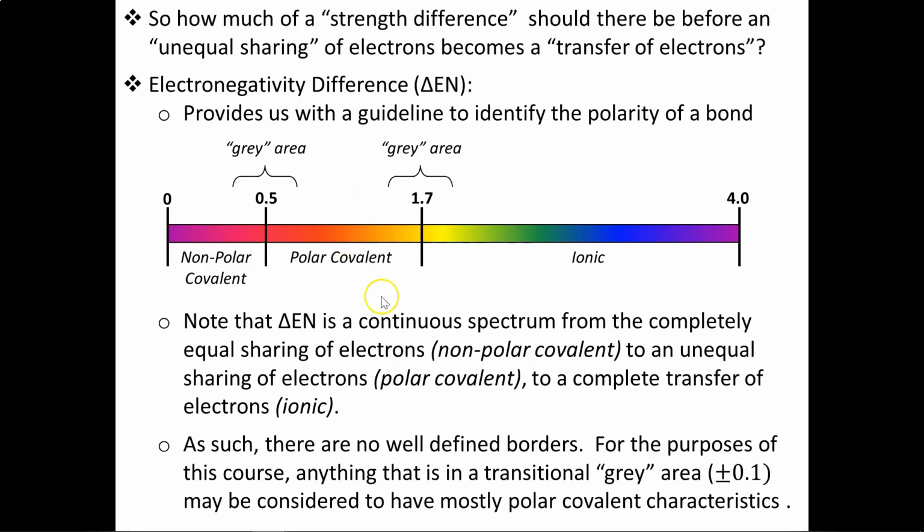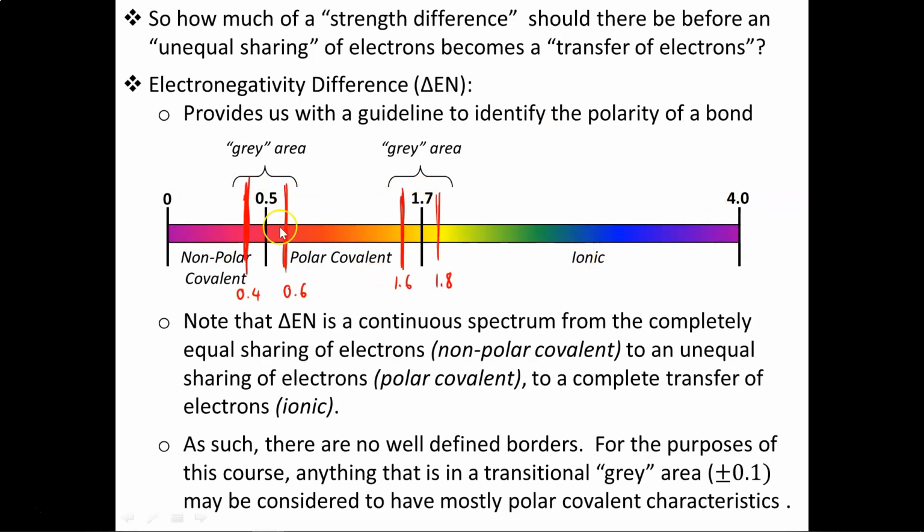Well, similarly, I know where ionic is, right here. I know where nonpolar covalent is, right here. But at what point does nonpolar covalent turn into polar covalent? Somewhere around here. At what point does polar covalent turn into ionic? Somewhere around here. So we use these numbers as guidelines. If you look at different textbooks, you'll find different numbers. But in general, most textbooks agree 0 to 0.5 nonpolar covalent, 0.5 to 1.7 polar covalent, and 1.7 to 4.0 is ionic.